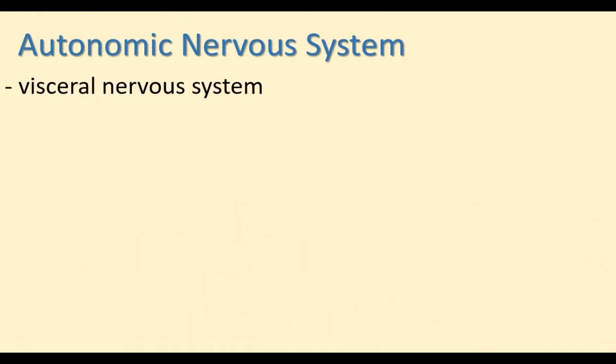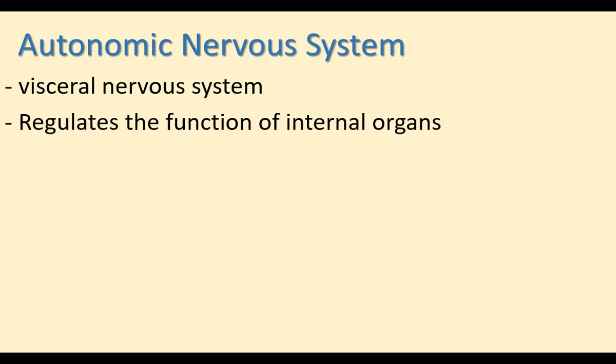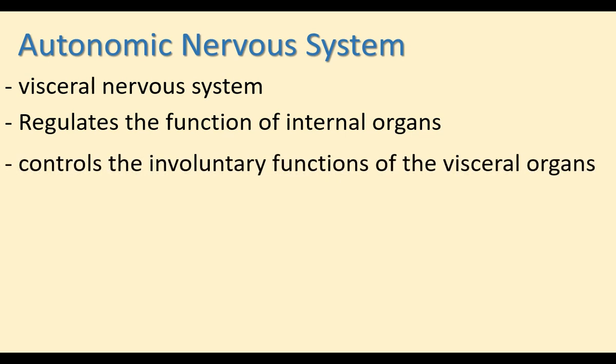The autonomic nervous system is called the visceral nervous system because it controls the automatic functioning of visceral organs. The internal organs are called visceral organs. The autonomic nervous system regulates the function of internal organs and controls the involuntary functions of visceral organs. What are involuntary functions? When the working of some organs is not under our thinking, the working is involuntary.